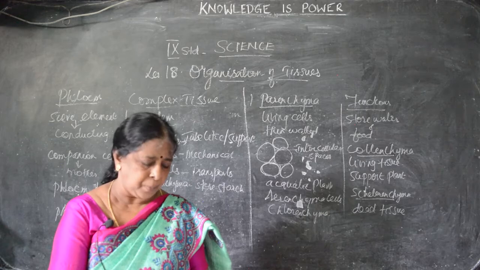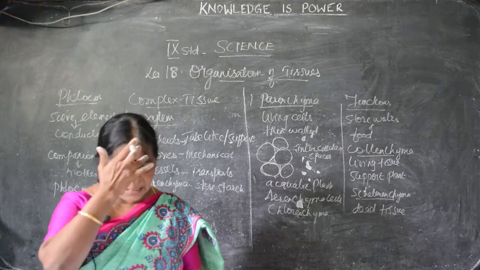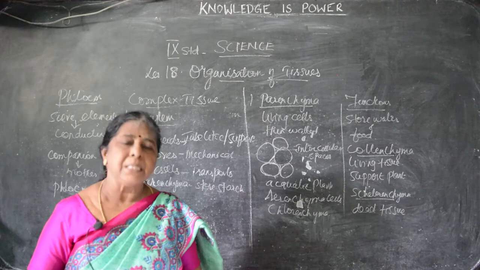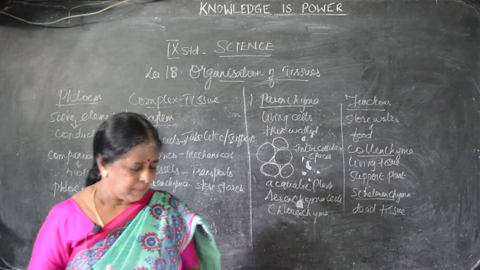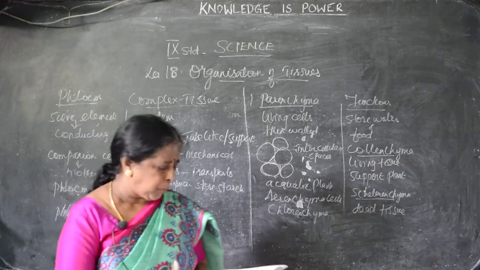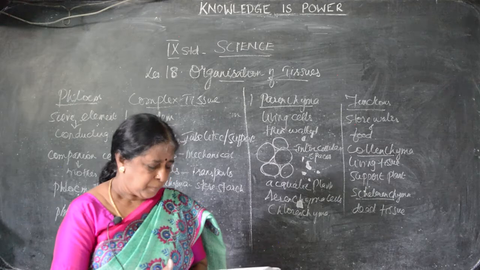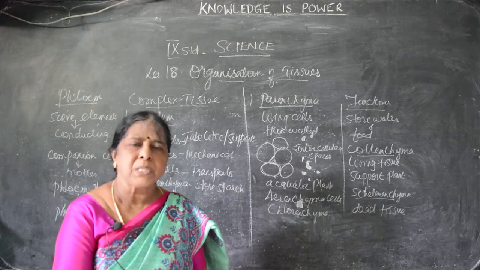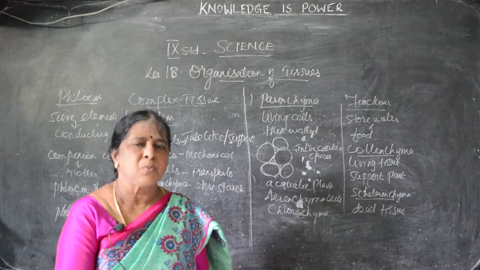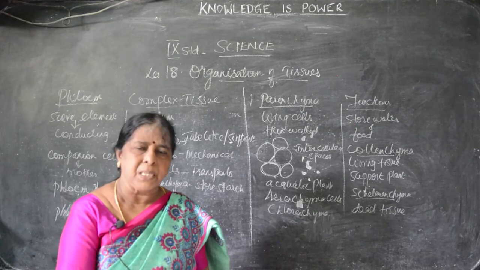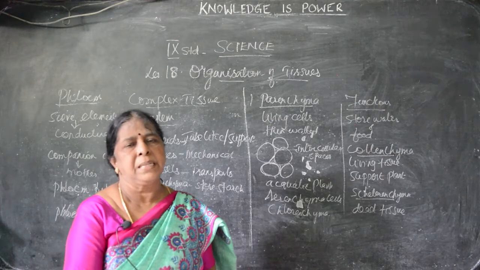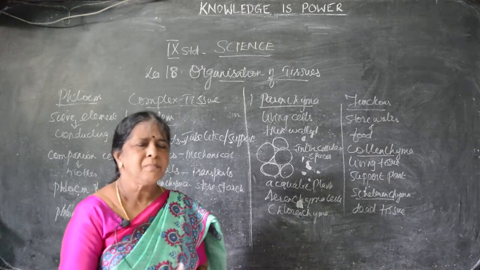In meristematic tissue, the nucleus is large and prominent. In permanent tissue, the nucleus is less conspicuous. Meristematic cells grow and divide regularly. Permanent cells do not divide. Meristematic tissue provides mechanical support and elasticity to the plant, while permanent tissue provides mechanical support alone. Clear, children? Any doubt? So what have you seen? Plant tissues. What are the plant tissues? Meristematic and permanent. Meristematic we have seen at the youngest stage only, permanent last.